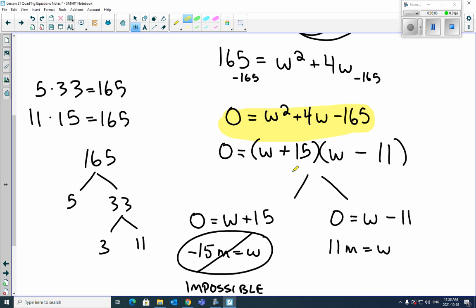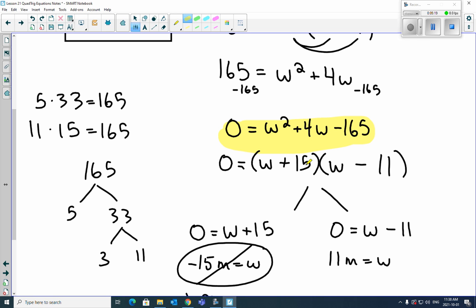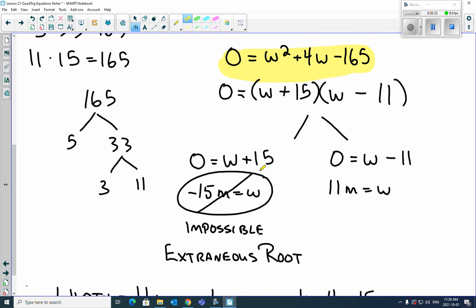So we find out that this negative in front of the 165 means the signs are different. Factors of 165 are 15 and 11. Yes. Is that going to work? Are we going to get our 4W here? Yeah, 15 minus 11, there we get our 4W. So again, take each side and set them equal to 0. So we have 0 equals W plus 15. Negative 15 meters equals W. Okay, you'll see why I crossed that off in a sec. This one, you move the 11 over to the other side, you get the width equal to 11 meters.